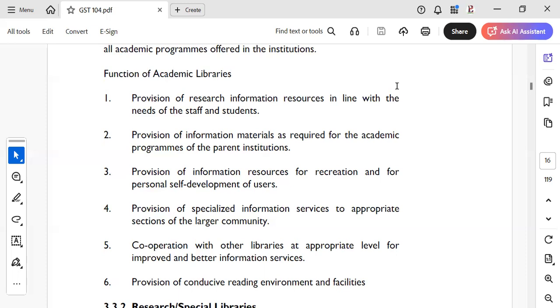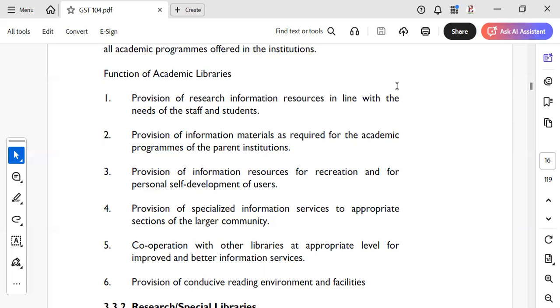Provision of resources for recreation and for personal development of users. Meaning we can get other materials which we can use personally. Yes, which we can use personally. Provision of specialized information services to appropriate sections of the larger community. Well, this one, don't worry, I will explain that one. If you don't understand, move on to the next one.